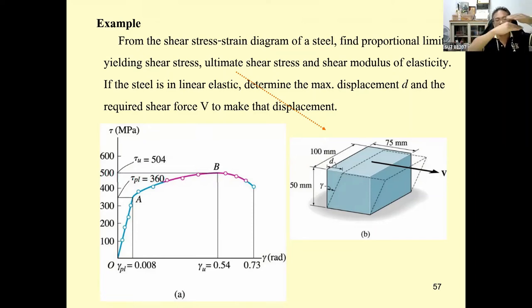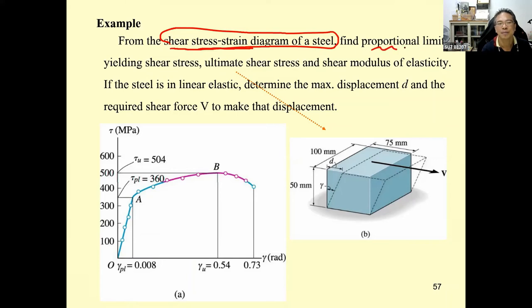This kind of thing you may see in the elevated highway. There is a big beam and there is a pad under that girder, and that girder can move a little bit. When it moves, it will produce shear force. First, from the shear stress-strain diagram, can you find the proportional limit? Can you find the yielding shear stress? Can you find the ultimate shear stress? These are the mechanical properties of the material in shear.